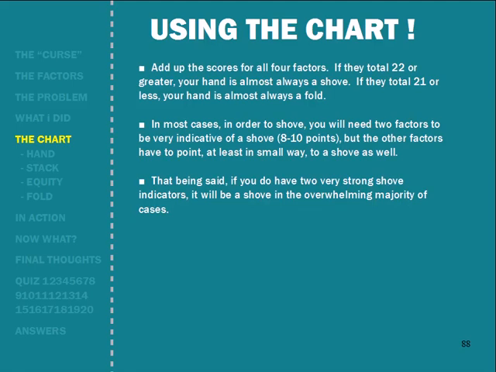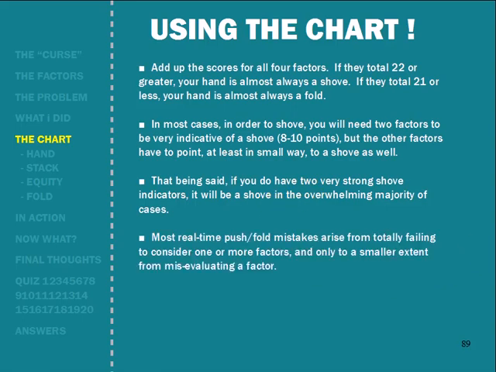I have them give me an evaluation of each of the four factors, not on a rigid one through ten scale, but just saying I have a lot of fold equity and I have a very strong hand and the risk reward is okay, right? So the first two factors are overwhelmingly indicative of a shove, and the other two indicate a shove to a small extent. So anyway, that being said, if you do happen to have two very strong shove indicators, it's going to be a shove in the overwhelming majority of cases.